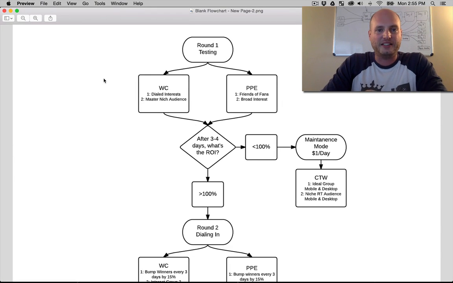Today I want to talk about the scaling process with your Facebook ads. Now the key when we start with our Facebook advertising is we're looking for that winner, that product, that ad campaign that starts making us money, starts producing a positive ROI.